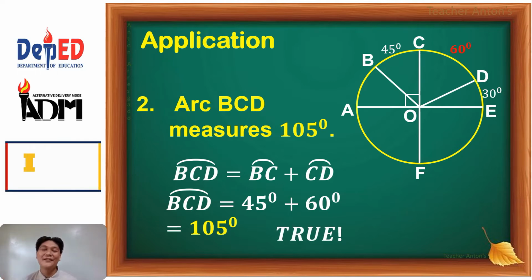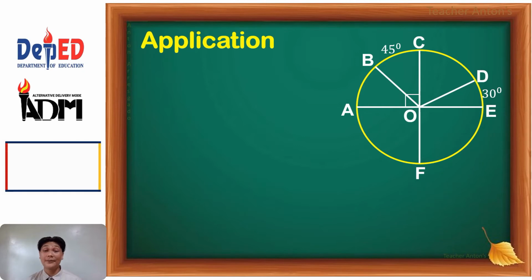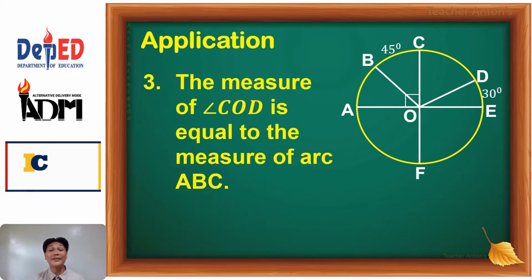Okay, let's proceed now to our statement number 3. The measure of angle COD is equal to the measure of arc ABC. By looking at the figure, arc ABC measures 90 degrees because it is intercepted by angle COA. But we solved the arc CD earlier for number 1, which is 60 degrees. Which means our statement number 3 is false.